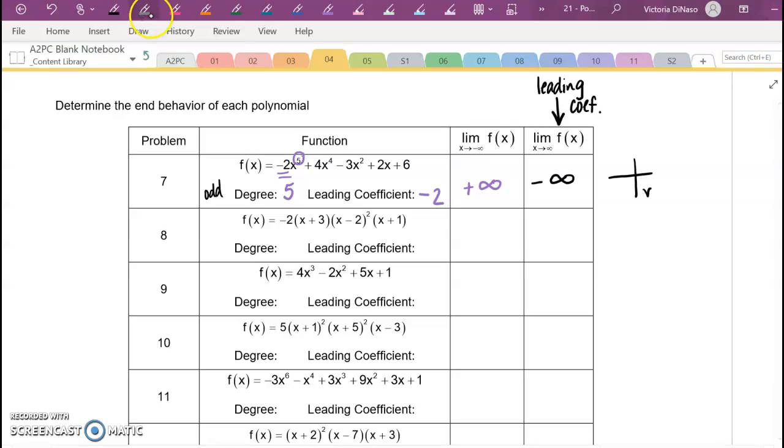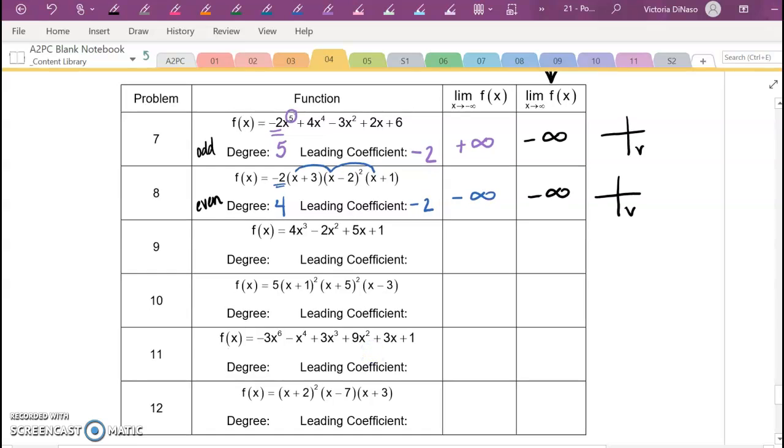For number 8, let's figure out what our degree is. So we have 1, 2, 3, 4. So my degree is 4, and my leading coefficient is actually negative 2. So if I were to draw a fake graph off to the side, my leading coefficient being negative means that we are in the downward direction, and so we can write down negative infinity. And the degree is 4, so we have an even degree. Right? Since it's an even degree, they're going to be exactly the same. So we have negative infinity.